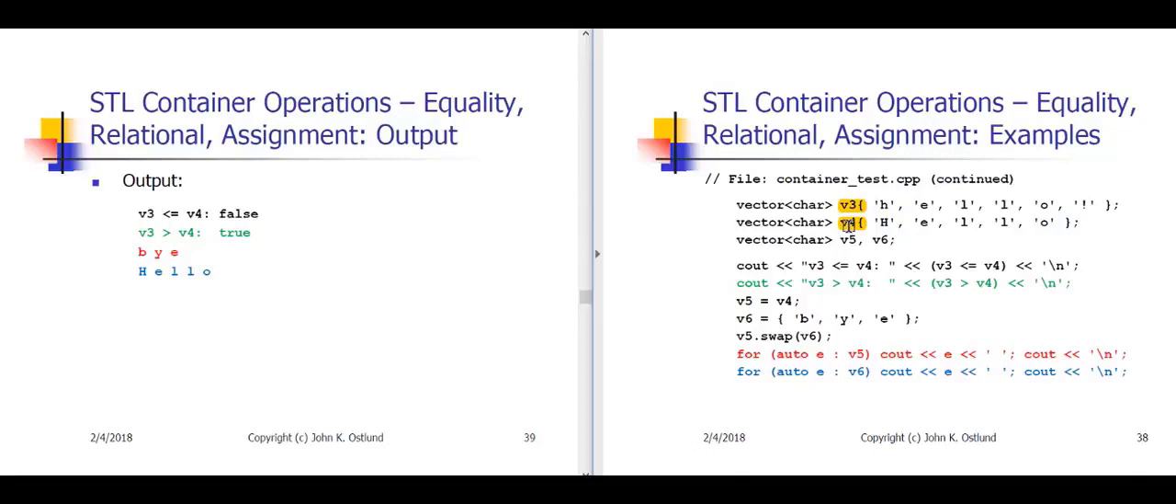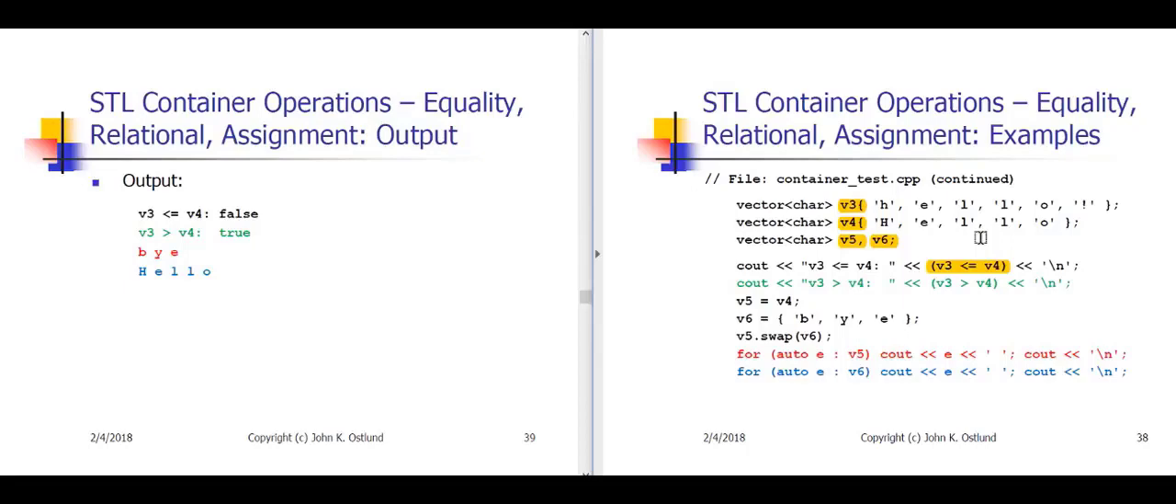v4 is also a vector of char initialized with 5 chars, capital H this time, followed by lowercase e-l-l-o. And v5 and v6 are empty vectors of char. Now, we can test whether v3 is less than or equal to v4, and when you compare vectors, comparison is done on an element-by-element basis.